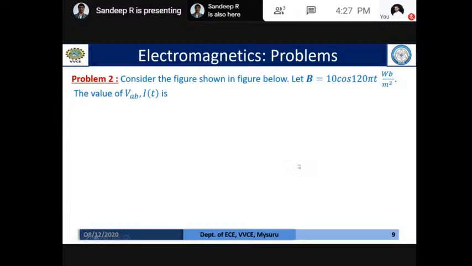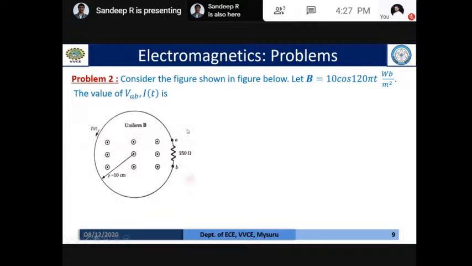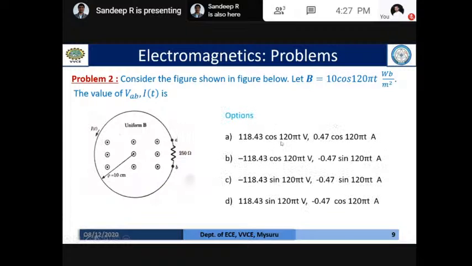Coming to the second one, it is given: consider the figure shown below. Let B is equal to 10 cos 120 pi t Weber per meter square; find the value of VAB and i of t. So you have to find the EMF induced as well as the current here. This is the figure given. You have uniform magnetic flux density B, and the resistance is given as 250 ohms, from point B to point A. You have to find what the voltage as well as the current is. It is similar to the previous one, based on Faraday's law.